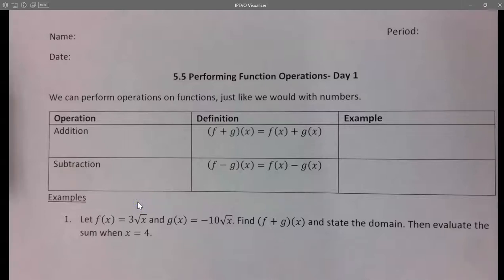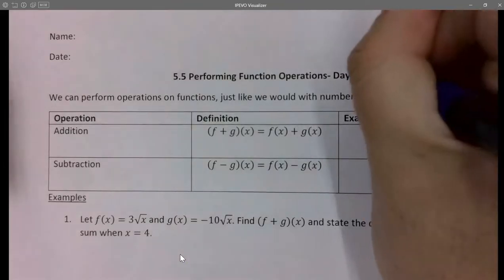So today we are doing function operations, and we're starting with adding and subtracting functions. Addition is just combining like terms, and then subtraction is distributing a negative and then combining like terms.